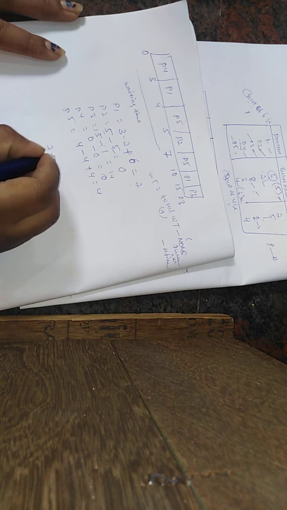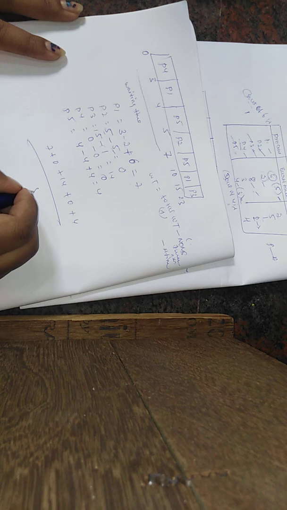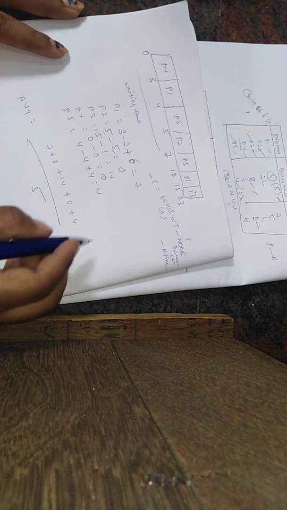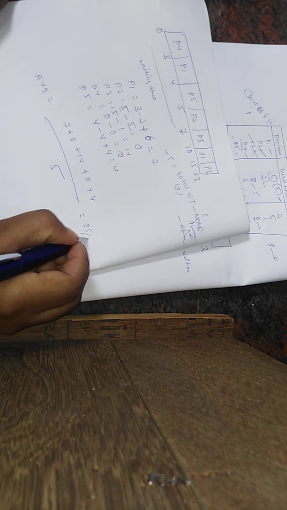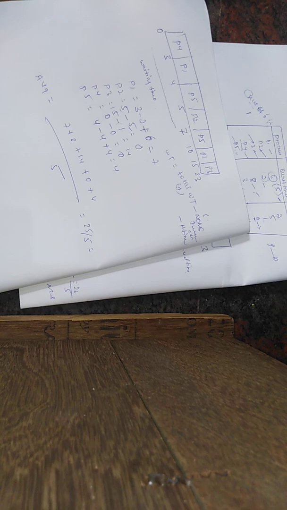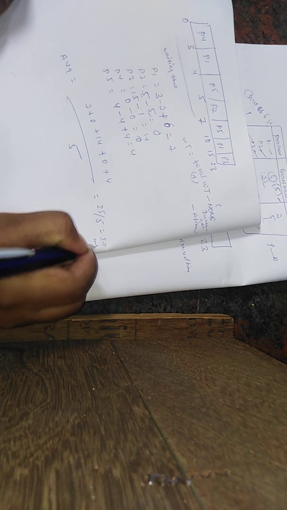Then 7 plus 0 plus 14 plus 0 plus 4 divided by 5. This one is the average value. Average value you know already, P1, P2, P3 divided by 5. How many processes do we have? Divided by 5. It means 25 divided by 5, which is 5.0 millisecond.